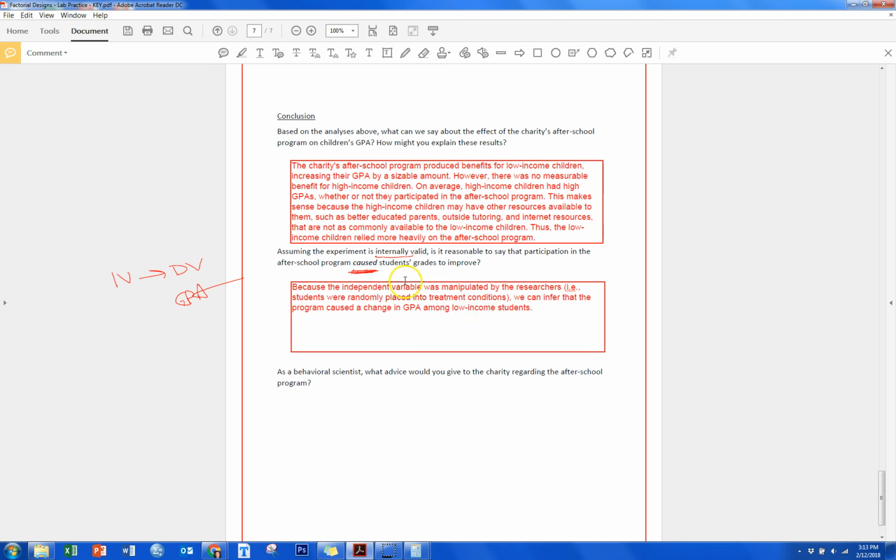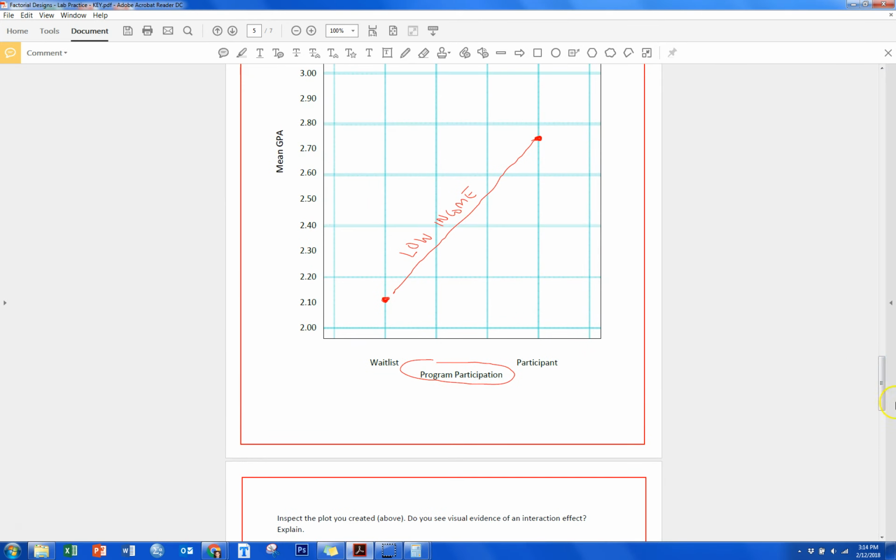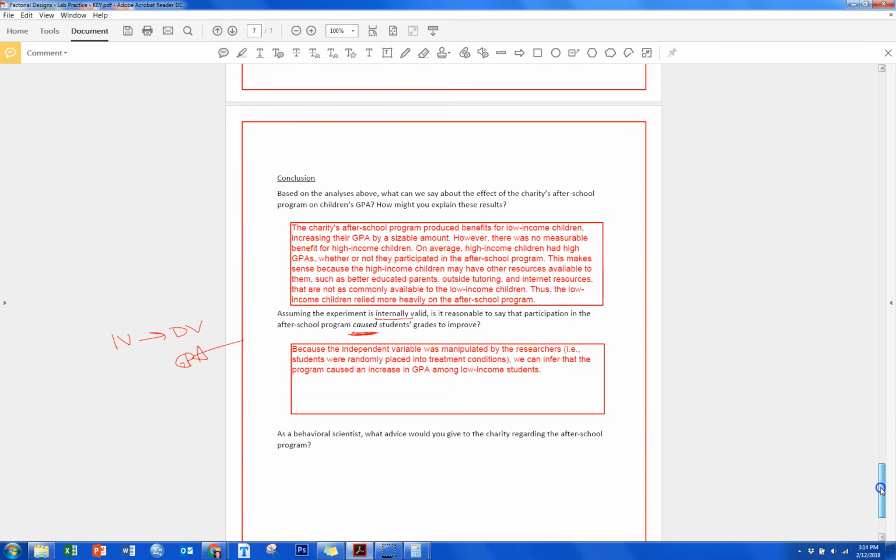We can be more specific. Caused an increase in GPA among low-income students, because we did say that the numbers went up. So there's not just a change, there was an increase.